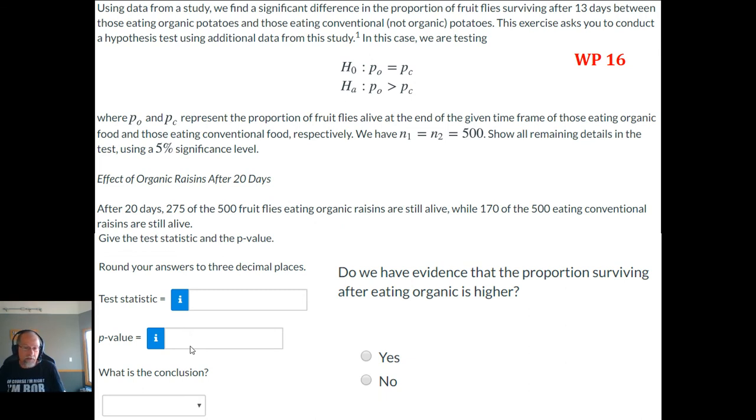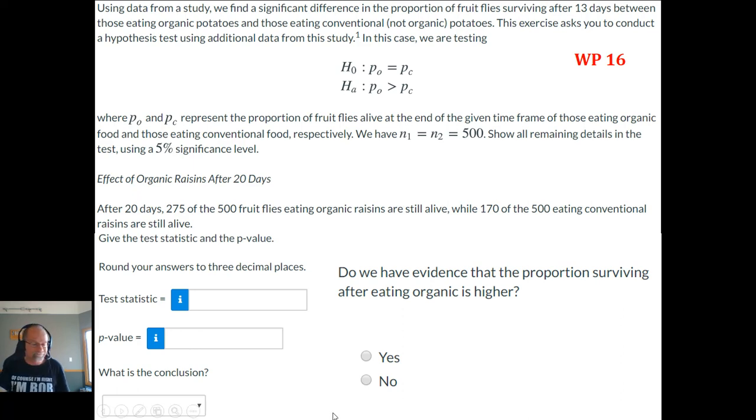Our conclusion would be to reject this thing all day long. Remember, we were on a 5% significance level, and this value of 1.19 e negative 11 is massively smaller than 0.05. And do we have evidence that the proportion of surviving after eating organic is higher? Absolutely yes. Because remember, the test statistic was seeking evidence that P of O was greater than P of C. And the answer is absolutely positively yes.